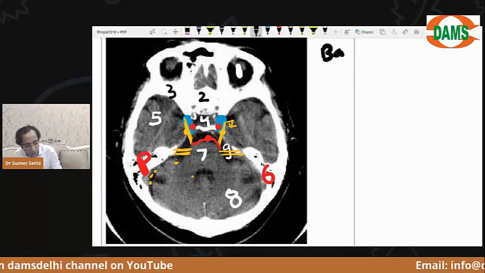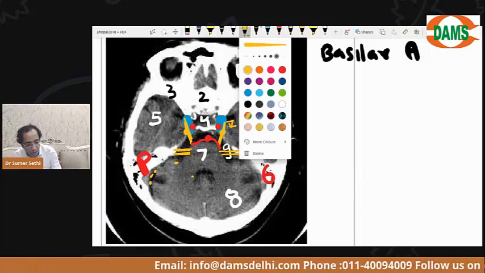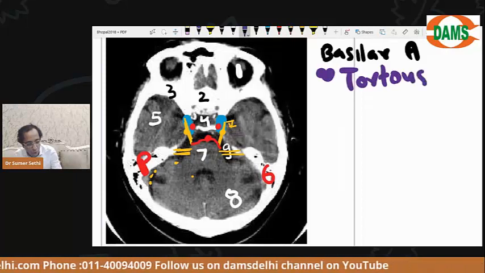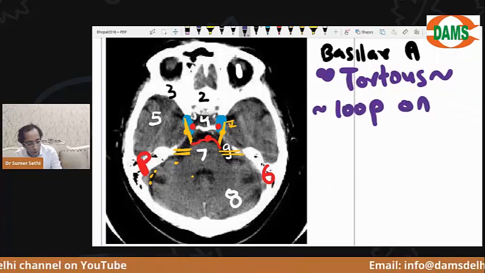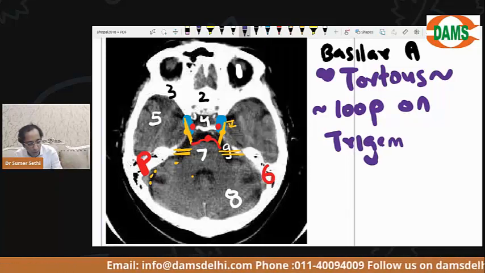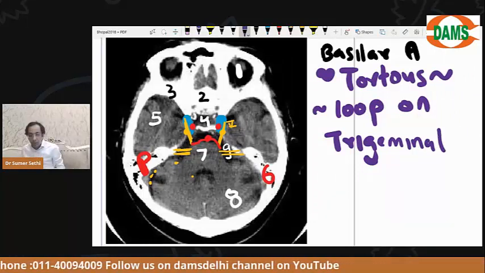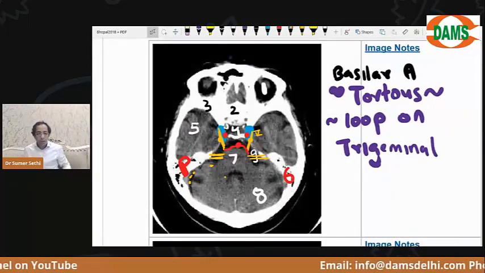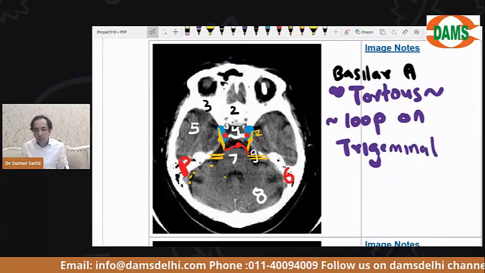One of the branches of the basilar artery, listen to me, becomes, because of age, tortuous, and it starts to form a loop on the trigeminal nerve. Suppose in one older person, any branch of the basilar artery becomes tortuous and starts to sit on the root of the trigeminal nerve. Can you understand this now? You have an aberrant vessel, an abnormal tortuous vessel sitting on the trigeminal nerve.